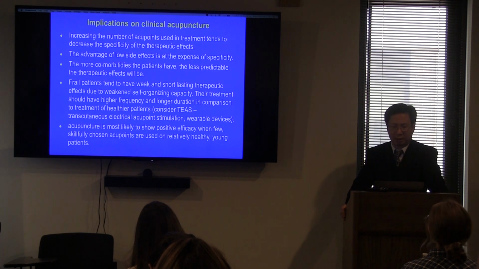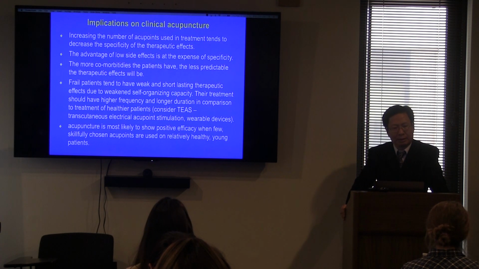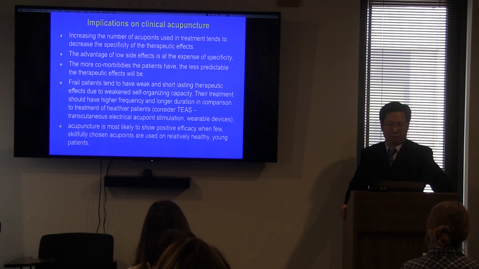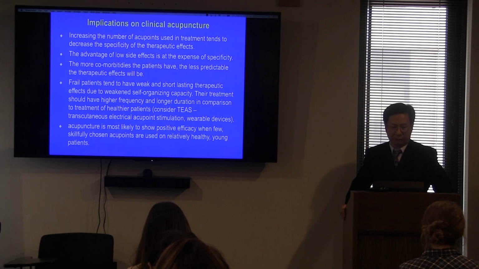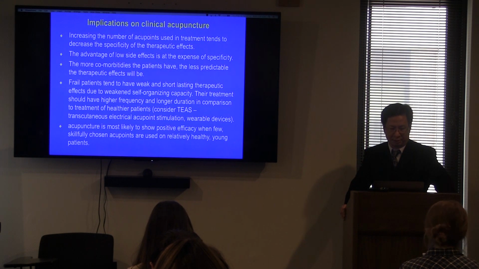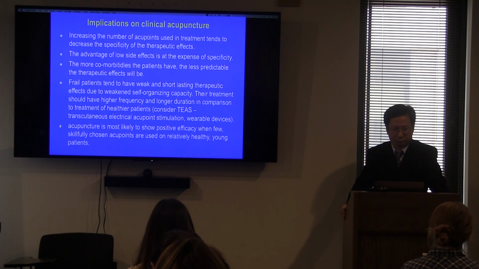So the implication for clinical acupuncture is that increasing the number of acupuncture points used in treatment tends to decrease the specificity of the therapeutic effects. And the advantage of the low side effects is at the expense of specificity. And the more comorbidities the patient has, the less predictable the therapeutic effects will be. And this is basically the summary I mentioned earlier.